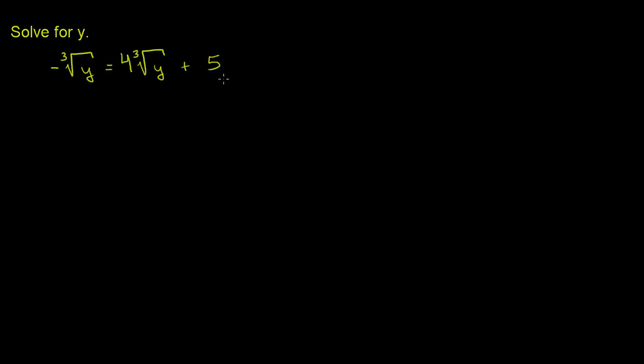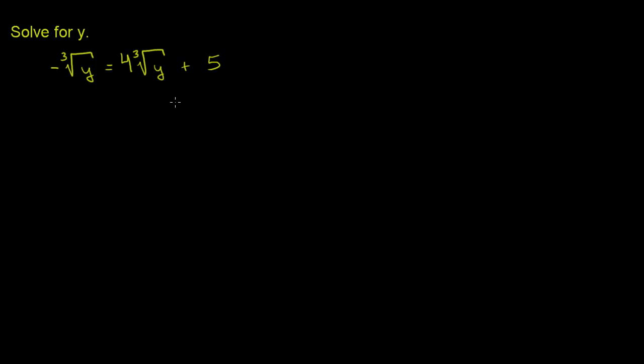We're asked to solve for y. So we're told that the negative of the cube root of y is equal to 4 times the cube root of y plus 5. So in all of these, it's helpful to just be able to isolate the cube root, isolate the radical in the equation, and then solve from there.